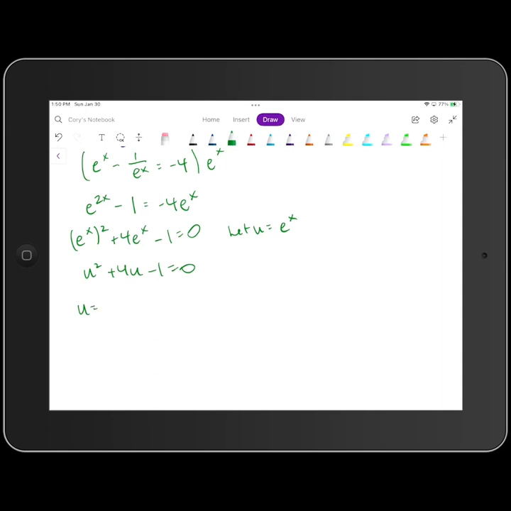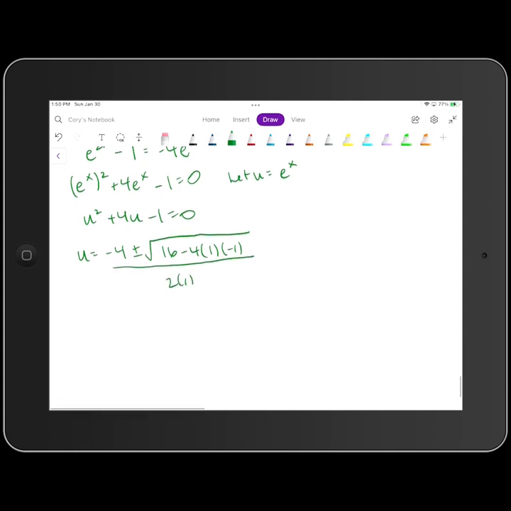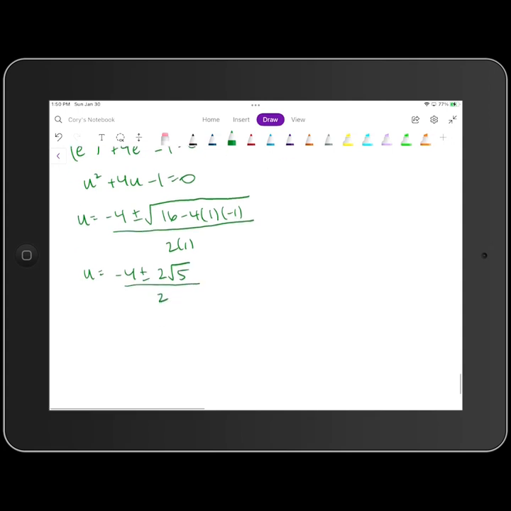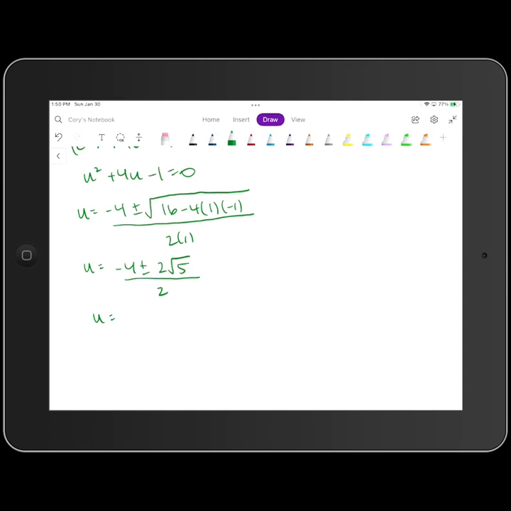So u is going to be equal to negative b, that's negative 4, plus or minus the square root of b squared, so 4 squared is 16, minus 4 times a, which is 1, times c, which is negative 1, all over 2 times a, which is 1. Okay, so that makes u equal to negative 4 plus or minus the square root of, the expression underneath the radical becomes 16 plus 4, which is rad 20. Rad 20 is 2 rad 5, all over 2. And then we can simplify by dividing the numerator and denominator by 2. So this is going to wind up becoming negative 2 plus or minus rad 5.